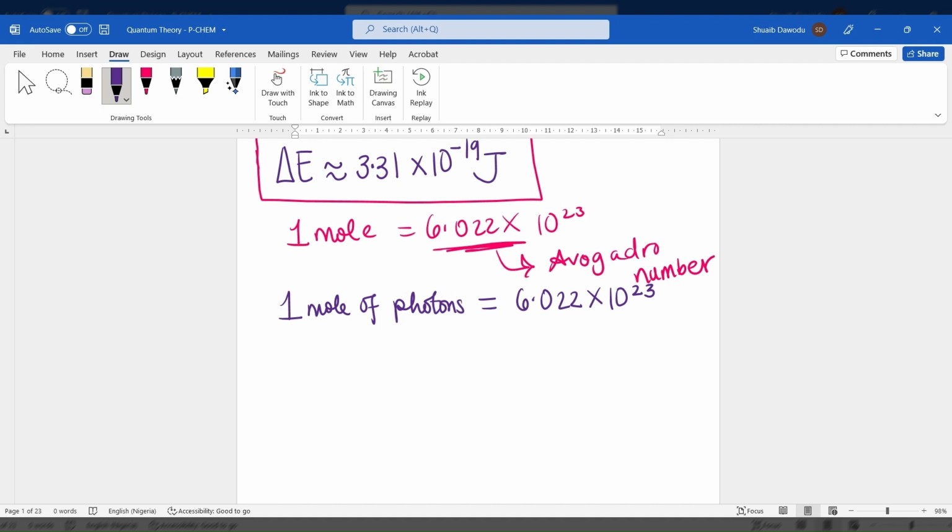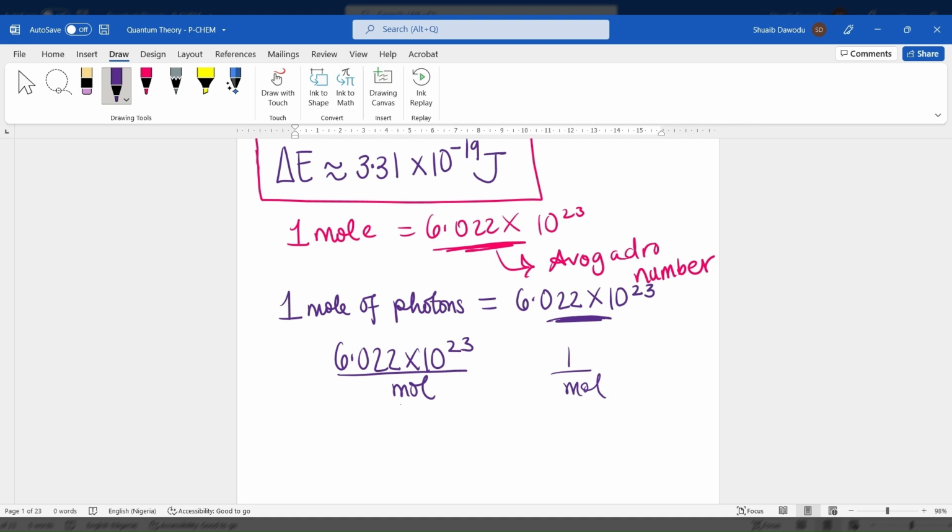And of course, the units for this information here would just be 6.022 times 10 to the power of 23 divided by mole. So the unit for this is simply 1 over mole, which makes sense because 1 mole would give you 6.022 times 10 to the power of 23, so the units are going to be 1 over mole. So we have this now.